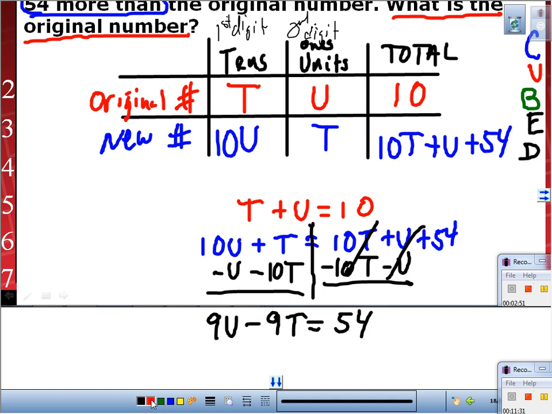Okay, hold on. Oh, man. We bring down the first equation. Cooper, step aside, please. Thank you. So look at this one. Instead of writing T plus U equals 10, look, what's the first variable on this equation? 9U. So what do I write? How would I write this one here? U.